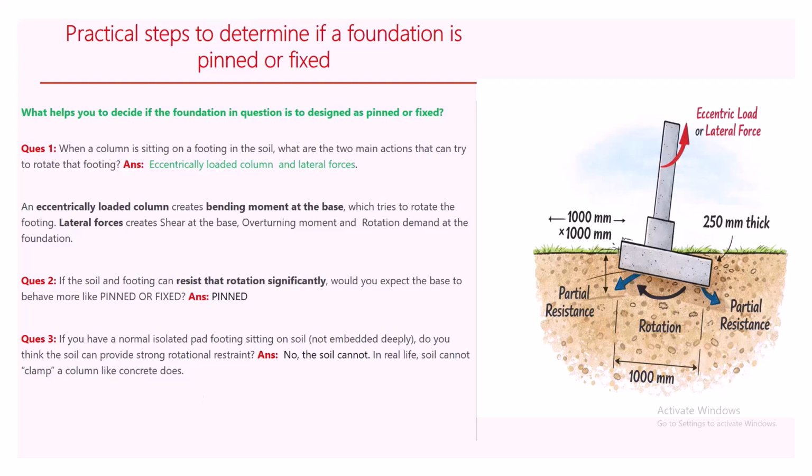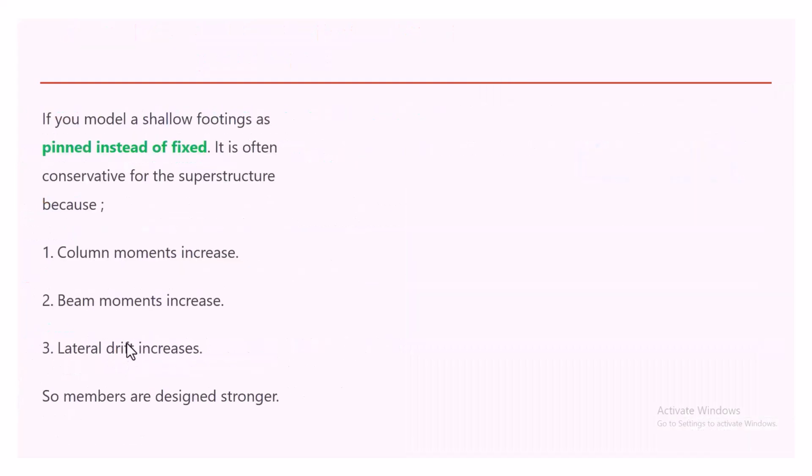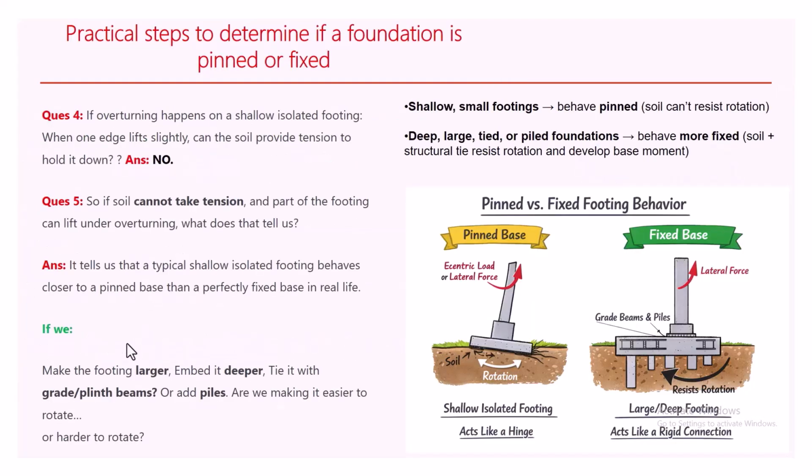All right. So we have question 4. If overturning happens on a shallow, isolated footing, one edge lifts slightly. Can the soil provide tension to hold it down? No. Question 5. If soil cannot take tension and part of the footing can lift under overturning, what does that tell us? You see that it tells us that a typical shallow, isolated footing behaves closer to a pin base than a perfectly fixed base in real life.